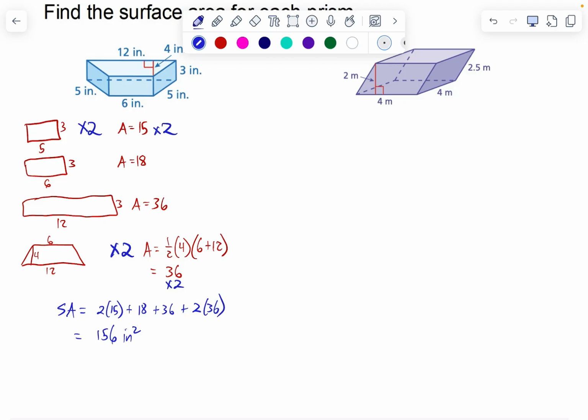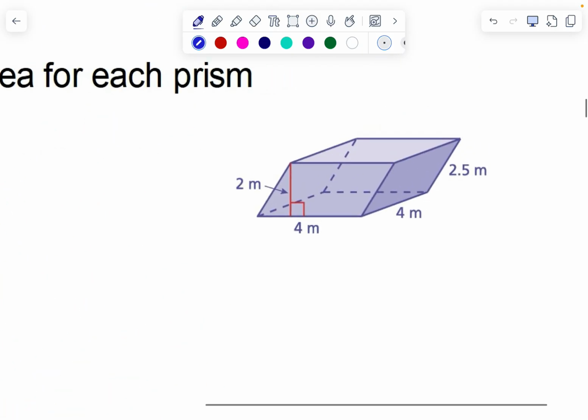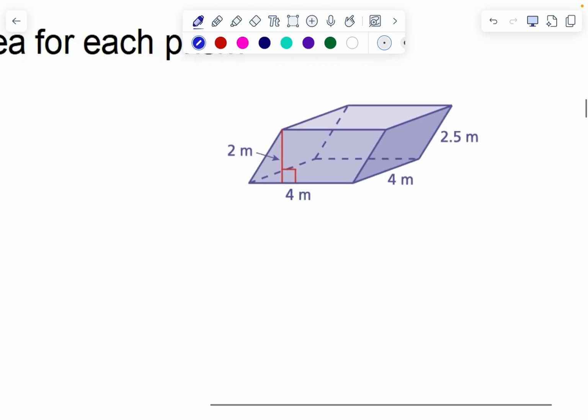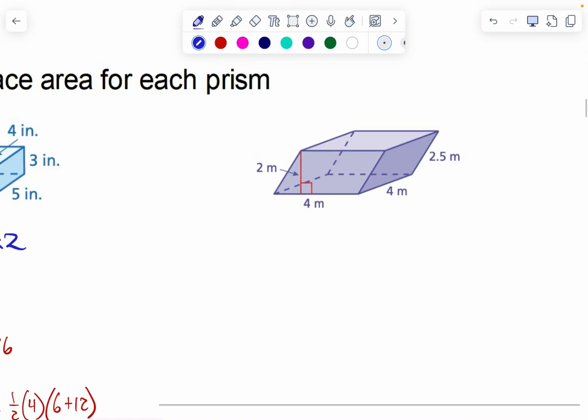Okay. What would the faces look like on this one? Why don't you draw them? I don't know that we'll do the whole problem, but just draw the 3 unique faces, with the dimensions, please.